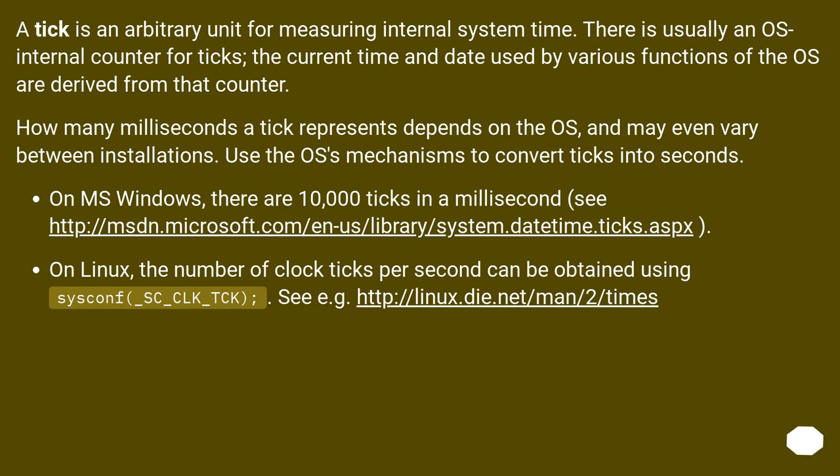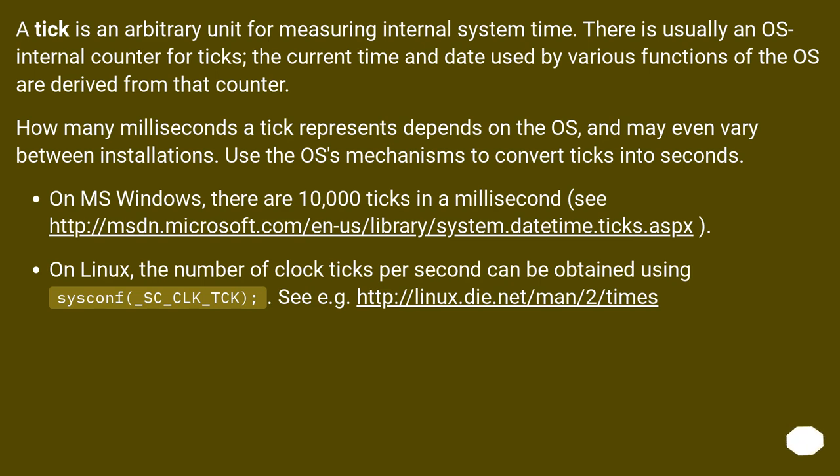A tick is an arbitrary unit for measuring internal system time. There is usually an OS internal counter for ticks; the current time and date used by various functions of the OS are derived from that counter. How many milliseconds a tick represents depends on the OS, and may even vary between installations. Use the OS's mechanisms to convert ticks into seconds.